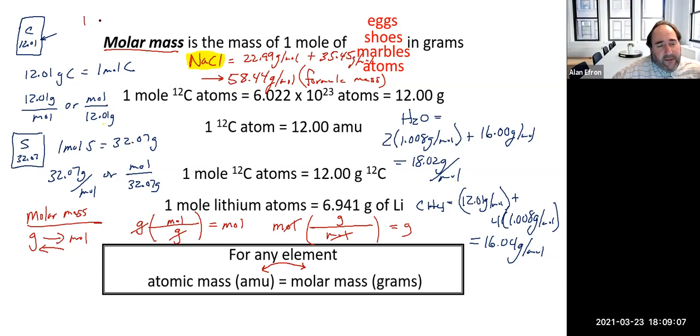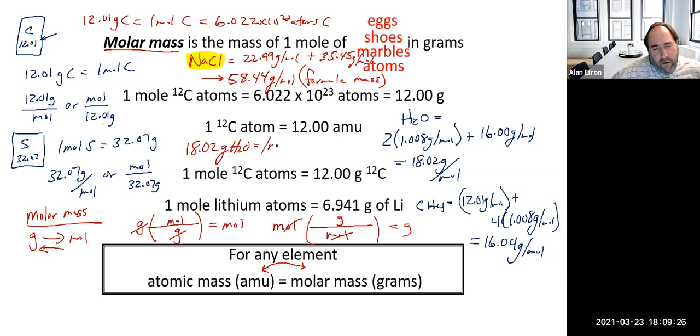Well, as it shows there, there are 12.01 grams of carbon in 1 mole of carbon. And in 1 mole of carbon, there would be 6.022 times 10 to the 23 atoms of carbon. Same thing here in water. There would be 18.02 grams of water in every 1 mole of water, and in 1 mole of water, there would be 6.022 times 10 to the 23 molecules of water as well. So again, that is the tie-in between molar mass and Avogadro's number. Any questions on that there?